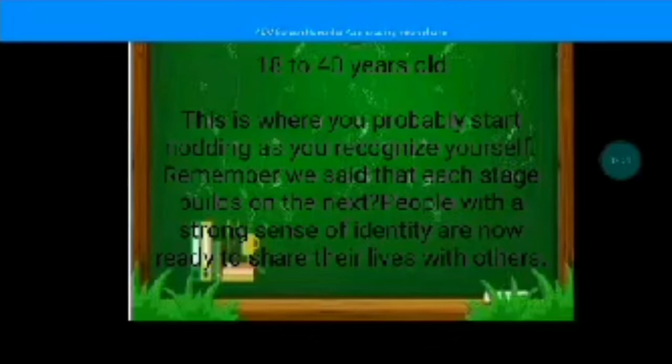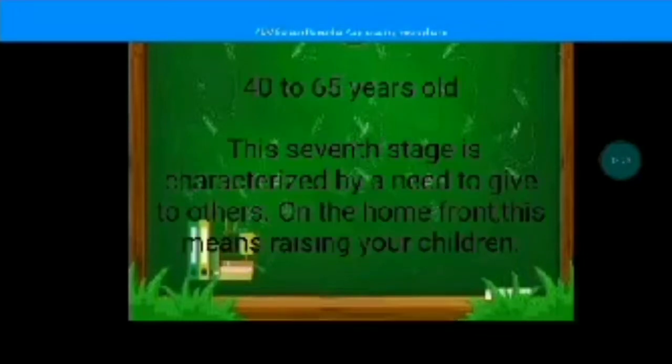Stage 7, generativity versus stagnation. Diri ang part is nana siya sa 40 to 65 years old. This 7th stage is characterized by a need to give to others on the home front. It means raising your child.